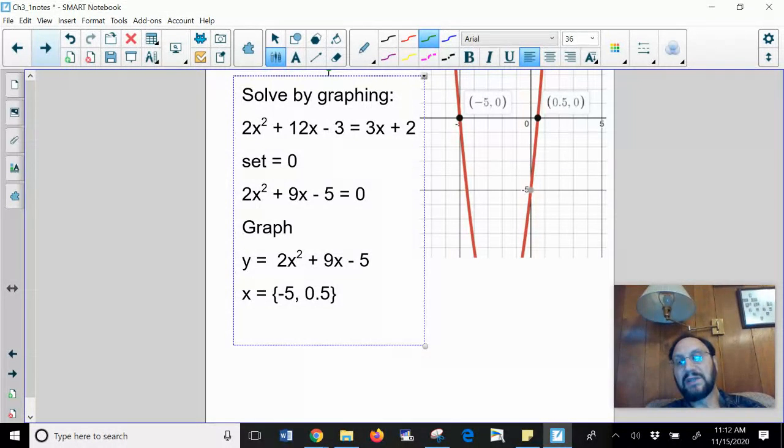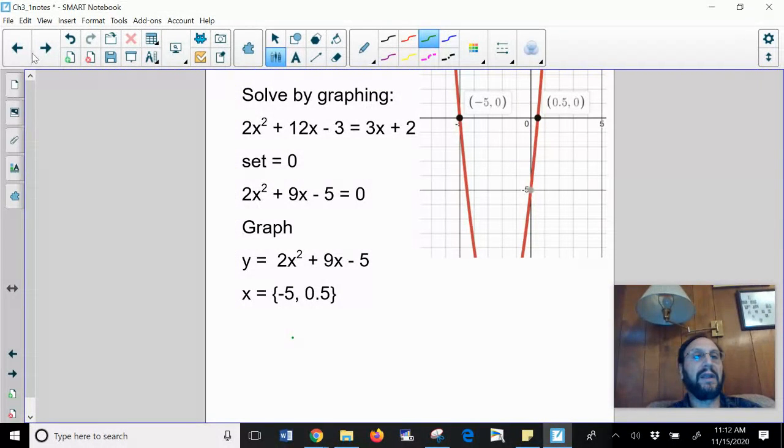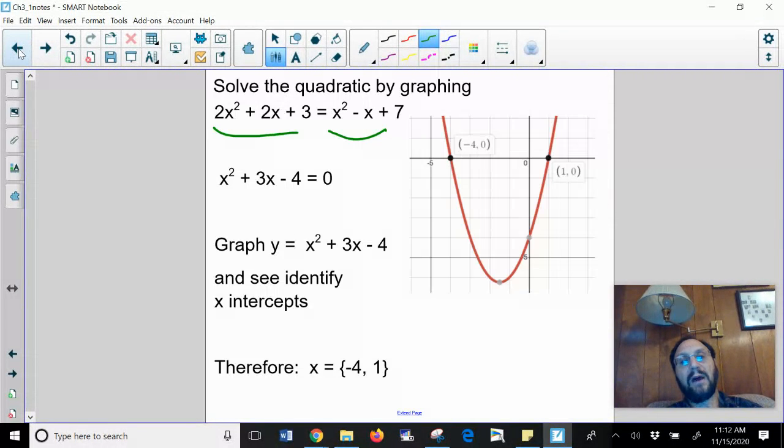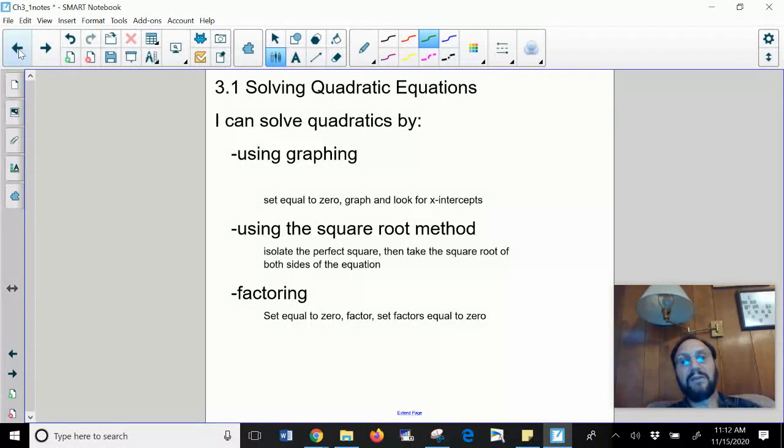And then notice I use the squiggly braces to show that I've got a solution set. So negative 5 and positive 0.5. So this is our first method of 3 to solve quadratics using different methods. Using graphing, set it equal to 0, graph, and look for the x-intercepts.